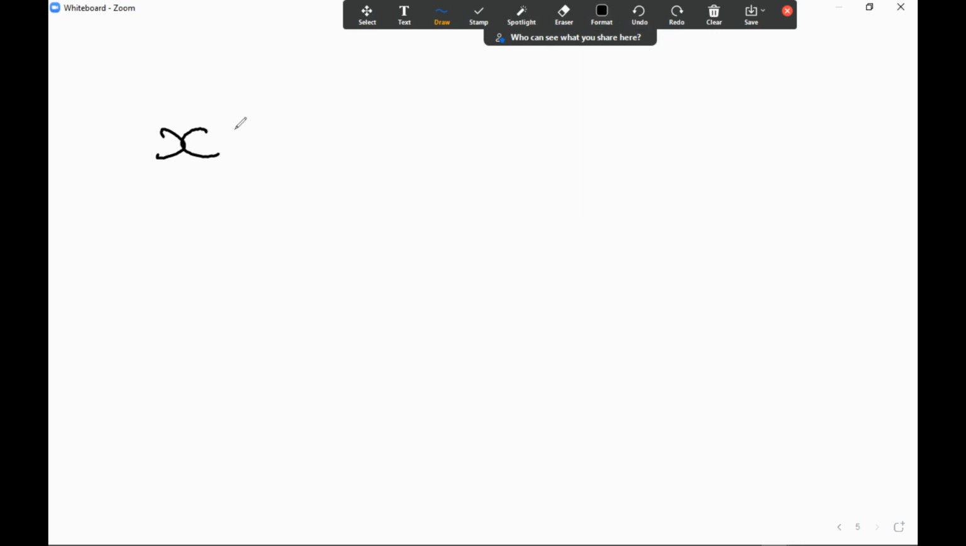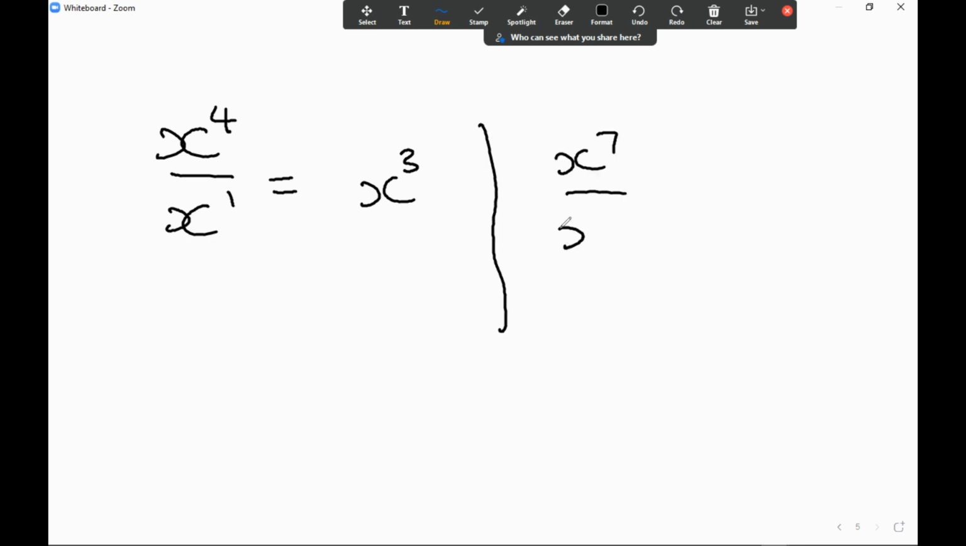When we're dividing, we subtract. If I've got x to the power 4 over x, what's 4 minus 1? 3, right? What if I've got x to the power 7 over x to the power 4? x to the power 3.